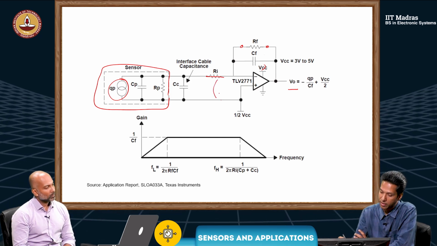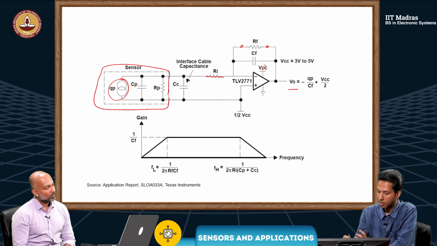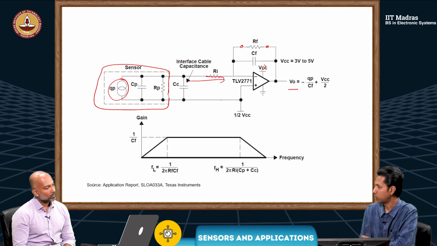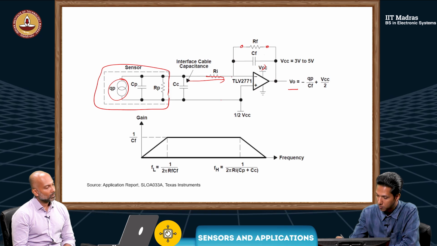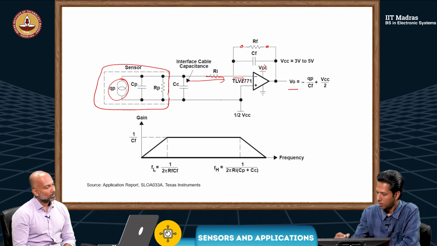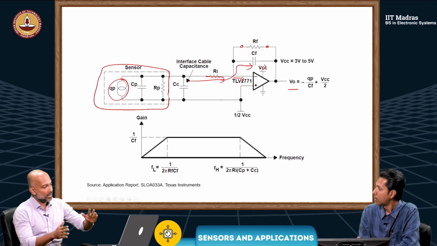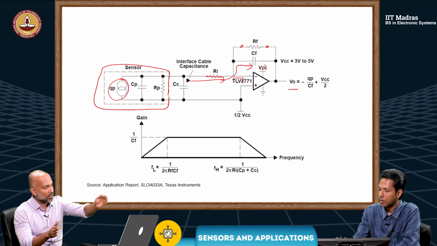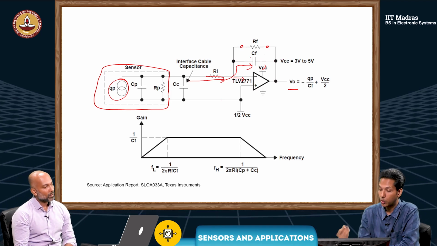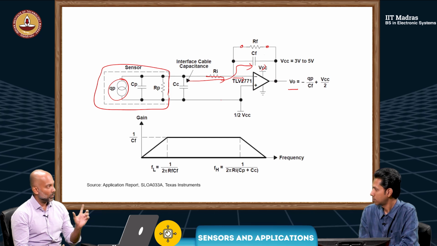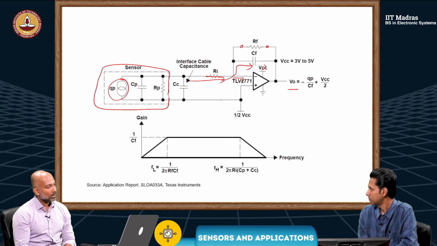So, if these two are at the same potential, then whatever charge is generated here has to flow this way, because this capacitor cannot charge now. So, it cannot enter this, it has to flow through this, because they are at the same potential. So then it has to go to the capacitor. CF will get the full QP charge. That QP by CF will be the output voltage.